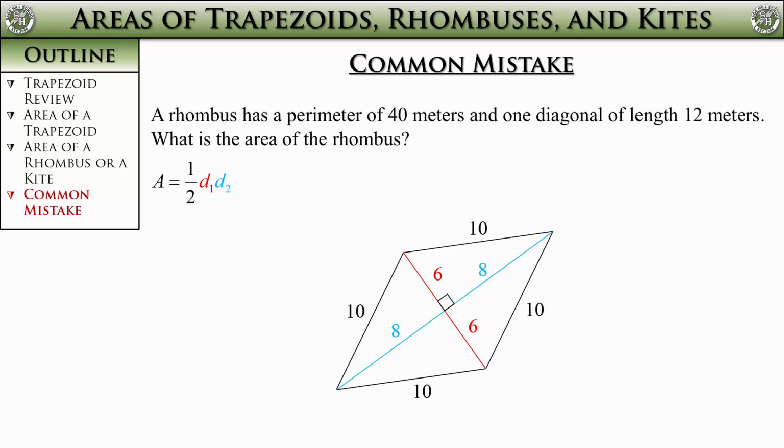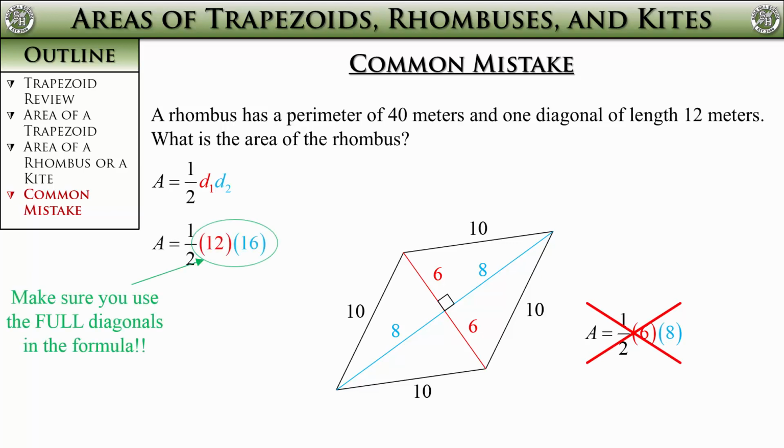Now here is where a lot of students make a mistake. The formula uses diagonals, and we have work to fill in those values. So it is common for students to say that the area is 1/2 times 6 times 8, but that isn't right. Don't do that. The formula is for the full diagonals. 6 and 8 are only half of the diagonals. You should be getting 1/2 times 12 times 16.